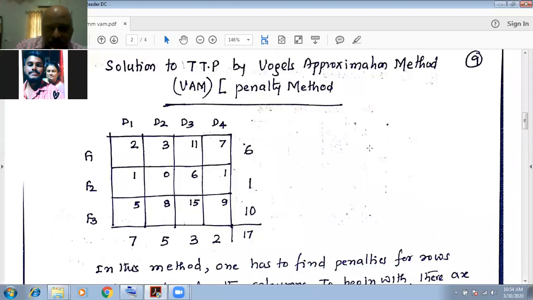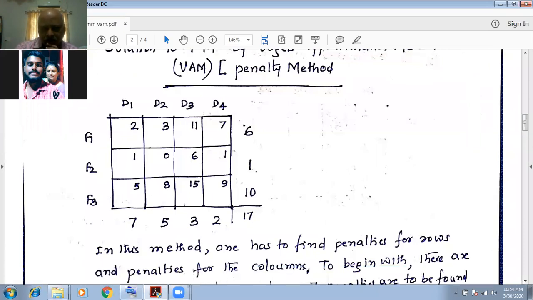So I have considered the same problem of 3 factories and 4 showrooms with the following production capacities of the factories and the housing capacities of the showrooms for day-wise sales in 4 distribution centers. So the question here is, as the name itself indicates, penalty. What is penalty? In this method, one has to find the penalties.